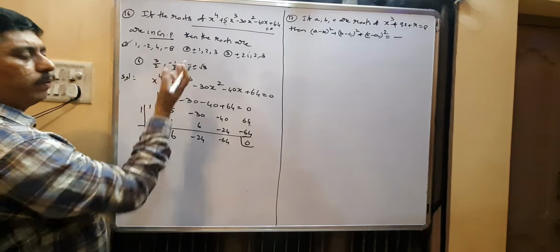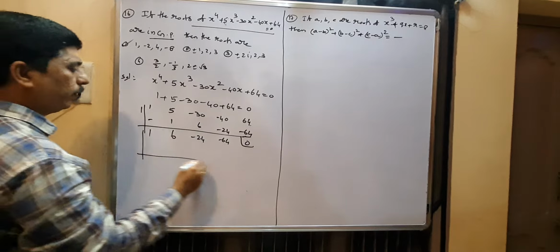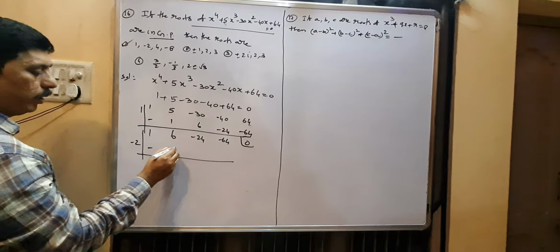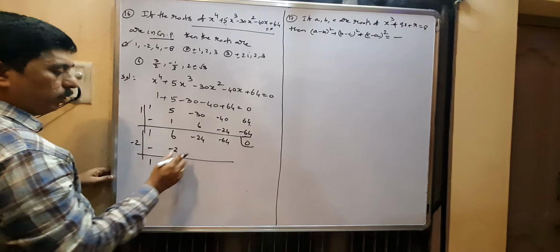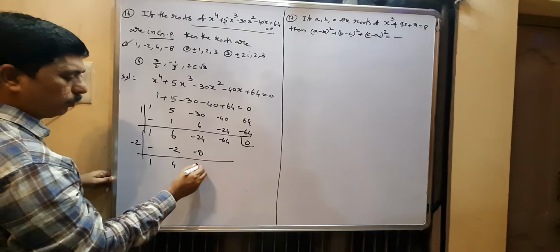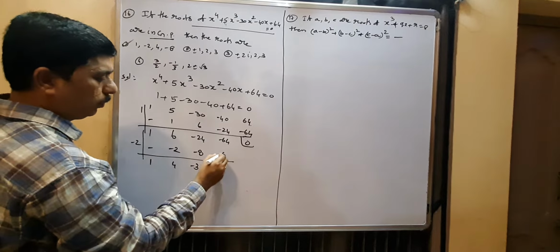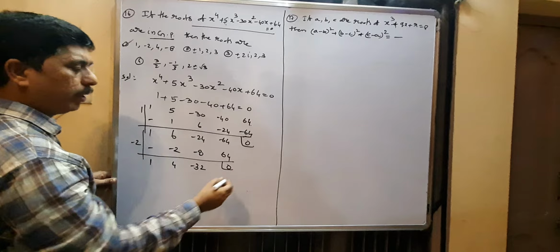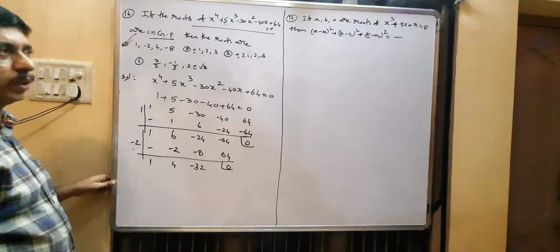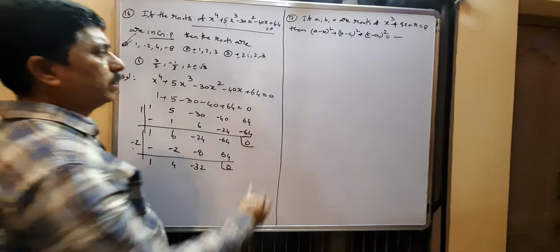Out of first and second, 1 you have, so any one of the roots. You can take the first option, other root minus 2 you can take. So 1, minus 2 into 1, minus 2, 4, minus 2 into 4, minus 8. That means minus 32, minus 2 into 32, 64. So remainder is 0. Remainder 0 means other root is minus 2. So first option is answer. Go for first option.